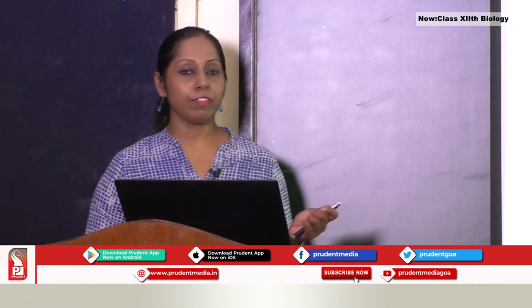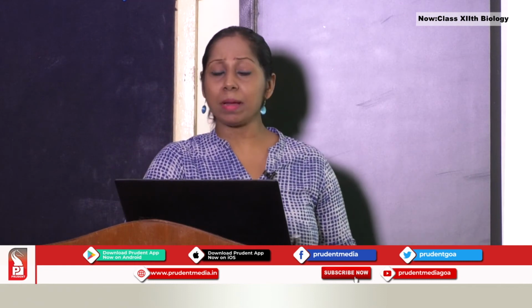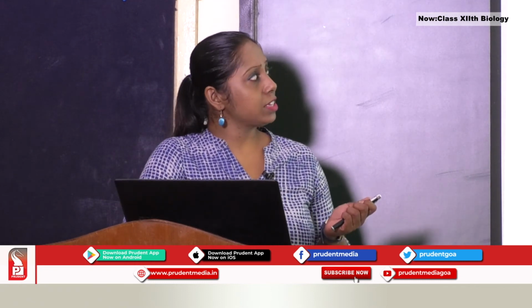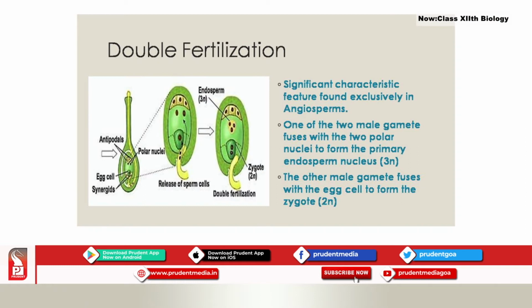Now we come to double fertilization. Now what is double fertilization? Double fertilization is considered to be the significant characteristic feature found exclusively in angiosperms. One more characteristic feature that we have already seen is the 7-celled, 8-nucleated condition of the embryo sac in angiosperms, and this is another significant characteristic feature in angiosperms, which is double fertilization.